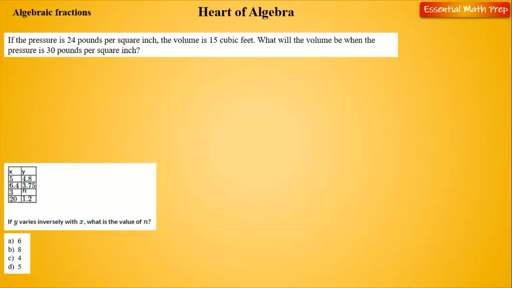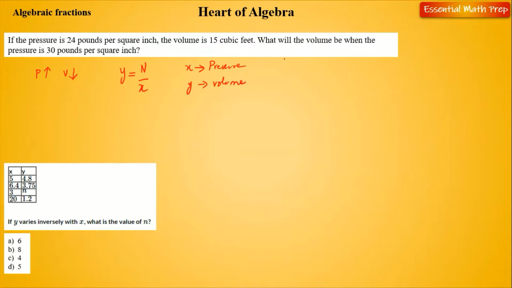If the pressure is 24 pounds per square inch, volume is 15 cubic feet, what will be the new volume if the pressure is increased to 30 pounds per square inch? Right away, we could tell that pressure and volume are in an inverse relationship. In other words, when pressure increases, volume decreases. So let's assume this imaginary equation y equals n over x, where n is some proportional constant. Let's treat x as pressure and y as volume.